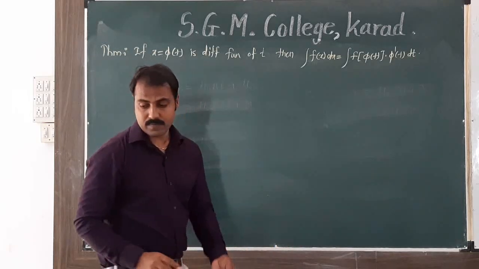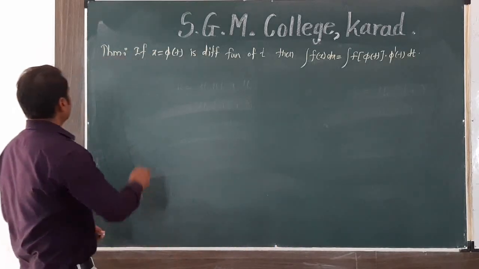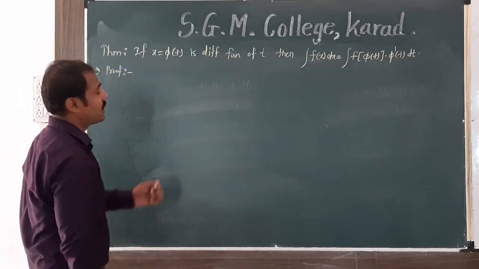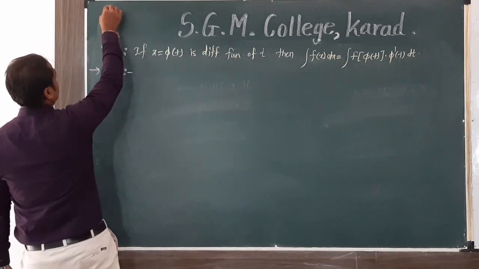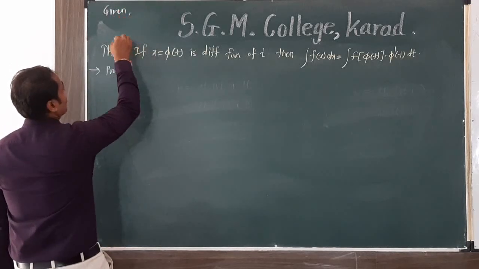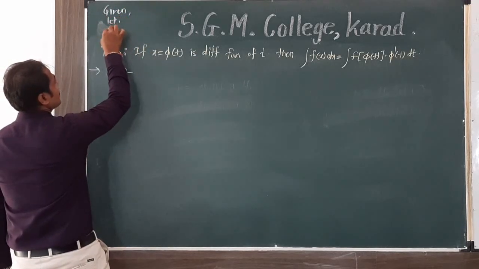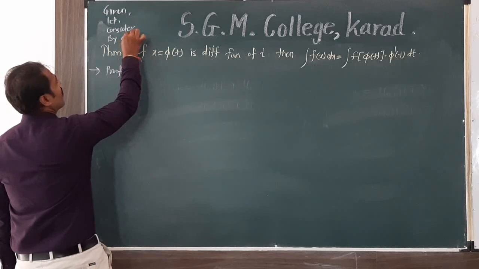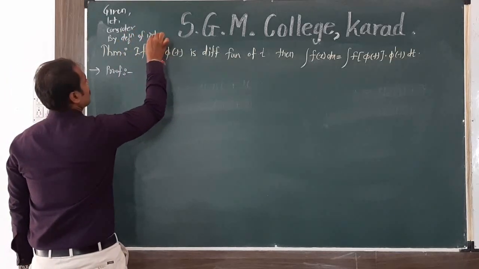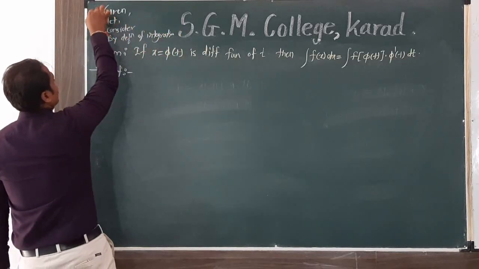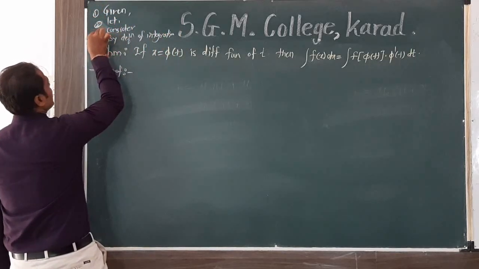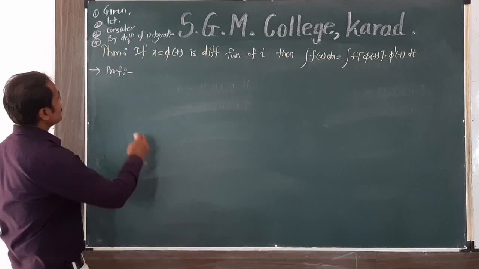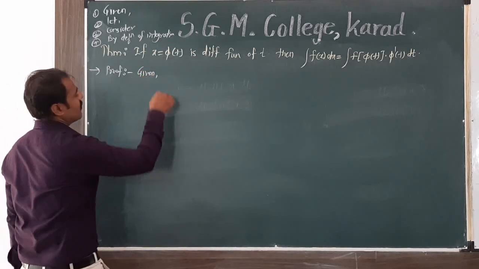Okay. So, starting with the proof of the above theorem, remember the proof of this theorem by 4 steps. First one is given, second one is let, third one is consider, and fourth one is by definition of integration. Okay, if we remember these 4 steps, then the proof of the theorem is easy.